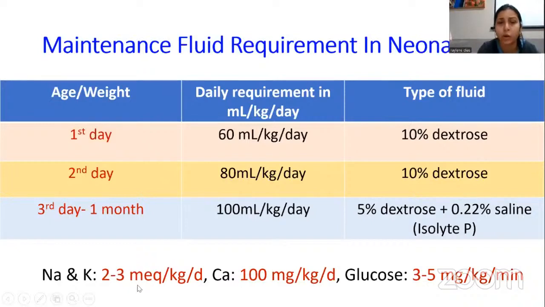The sodium and the potassium requirements are 2 to 3 milliequivalents per kg per day, which is present in Isolyte P in the same composition. Glucose requirement is this much again, which is present as 5% dextrose in this solution. Calcium is started from day 1 of life itself, and it is added to the solution.